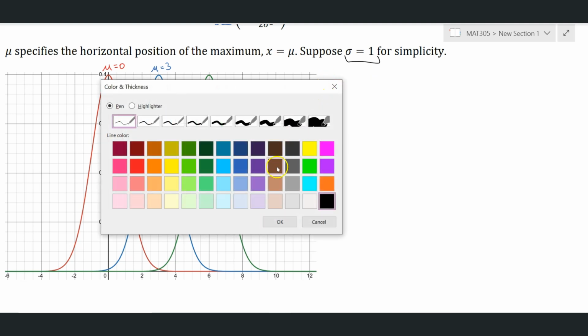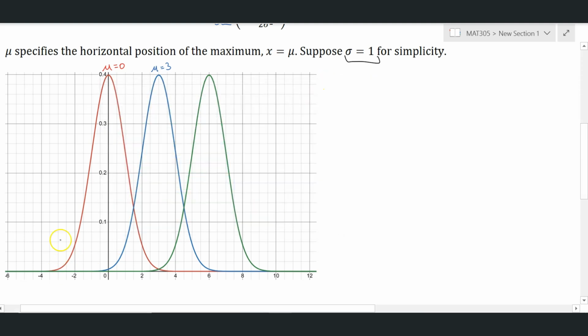It's the same amount of spread in all 3 curves, and that's why they look the same. They're just really horizontal shifts, and this would be for mu equals 6. Okay, so it's this point, and this point. These are just plotted on the same set of axes just for comparison.